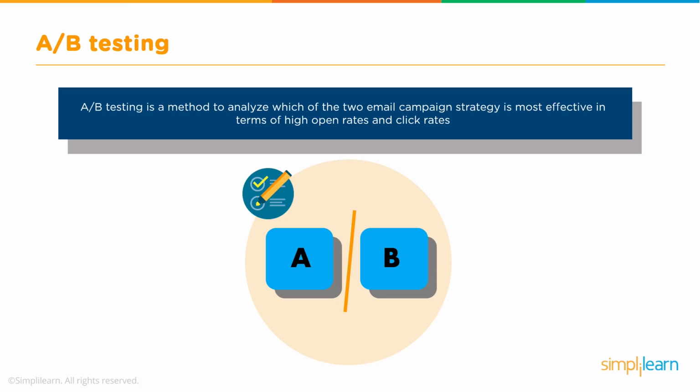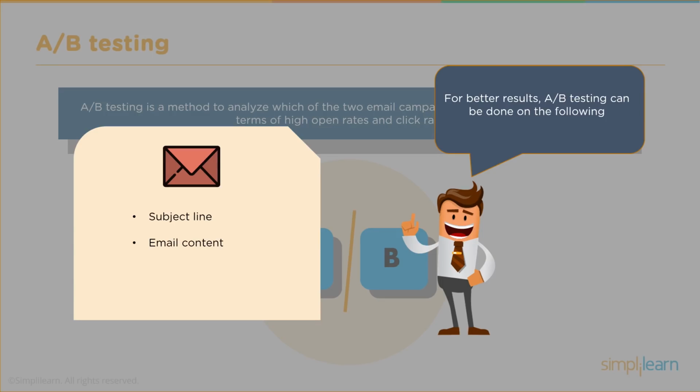Okay, so in this case, in A/B testing, you can send out 2 emails. You can send out 2 subject lines. You can send out 2 call to actions. What you're doing is you're testing one against the other. That's what A/B testing is. And so in my example, I talked about that subject line. So for better results, A/B testing can be done with the subject line. It can also be done with the email content.